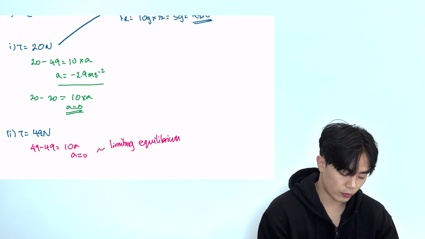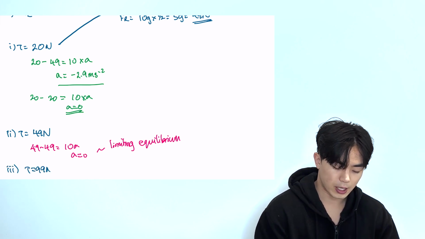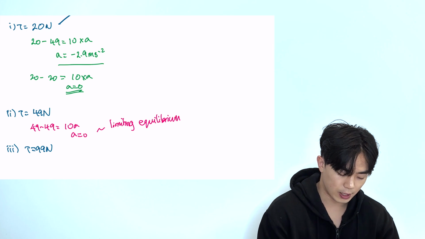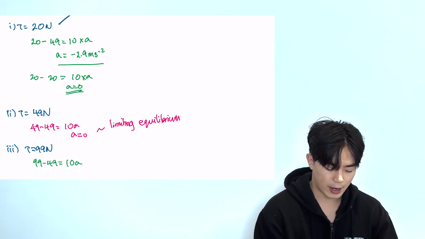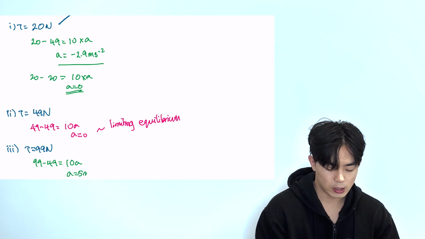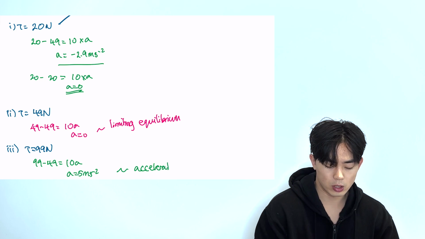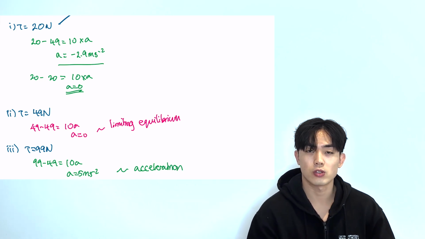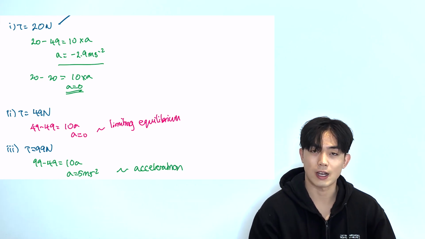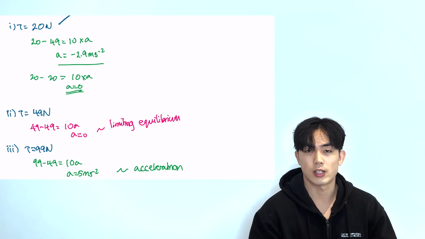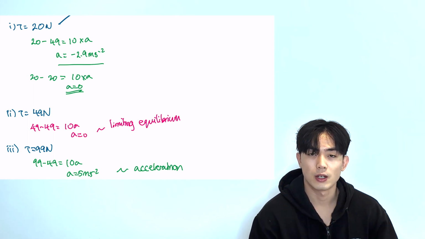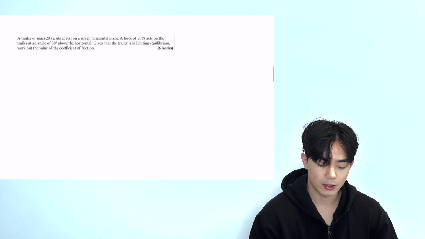And finally, let's go for when tension is equal to 99 newtons. Same situation, we're going to do the calculation. We have 99 minus 49 is equal to 10A, which is 50. So A is going to be 5 meters per second squared. So in this case, the particle is going to start accelerating. The tension force is greater than the maximum friction force, so it's going to overcome the friction and start to accelerate. So you can see I have 3 different scenarios, depending upon the value of the tension, as to whether or not the particle will accelerate. Right, let's look at this question here.